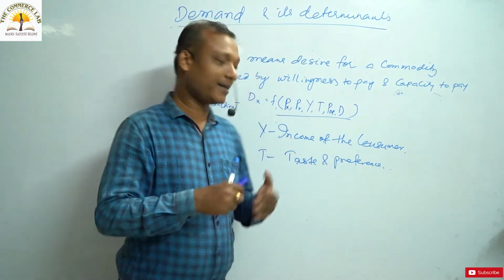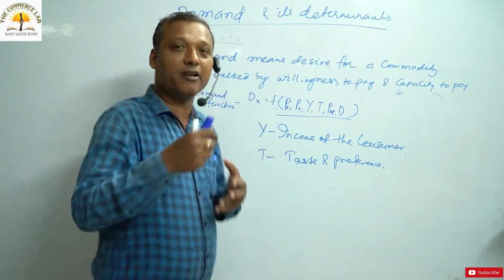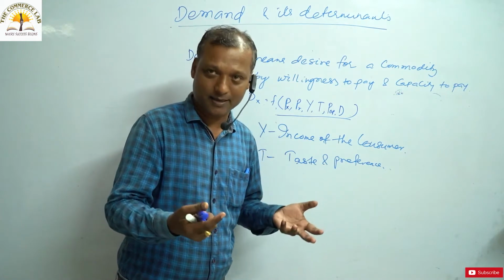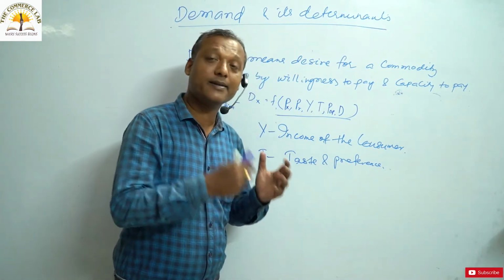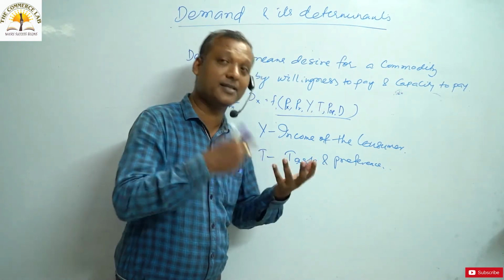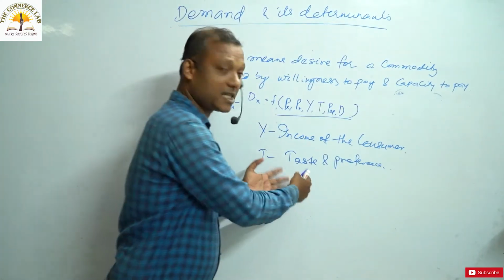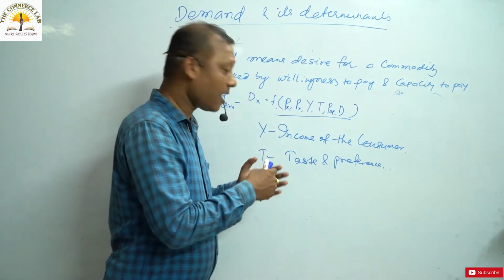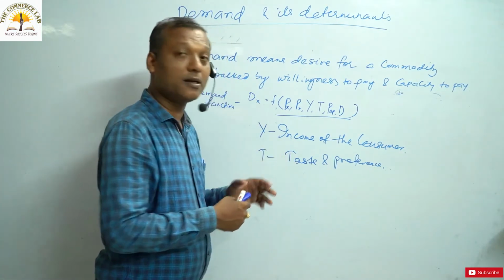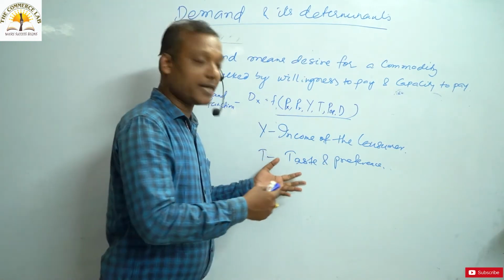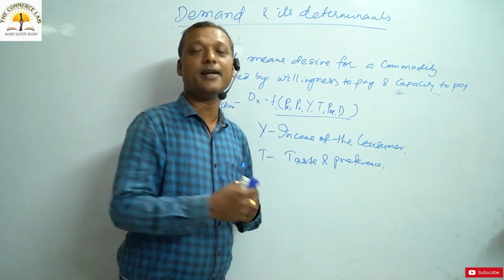When we shift our taste and preference favorably in case of a commodity, obviously demand will be high. You understand? When we favorably change, when we positively change our taste pattern, demand for the commodity is positive. When we negatively change our taste pattern, demand for the commodity is negative.